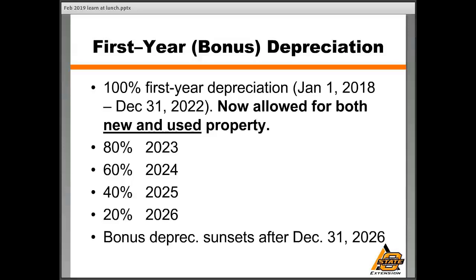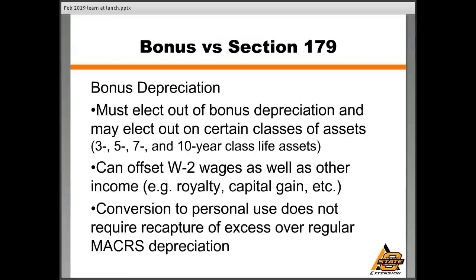Now the neat part about bonus is that it does not apply to a particular asset. Let's say you bought a lot of machinery and equipment, it applies to all the machinery and equipment, or you can elect out of all the machinery and equipment for that particular year. So you have to pick a class to elect out on. So like I said, you must elect out of bonus on certain classes, so 3, 5, 7, 10-year class life assets. Bonus depreciation can and will offset W-2 wages as well as other income such as royalties, capital gains, etc.